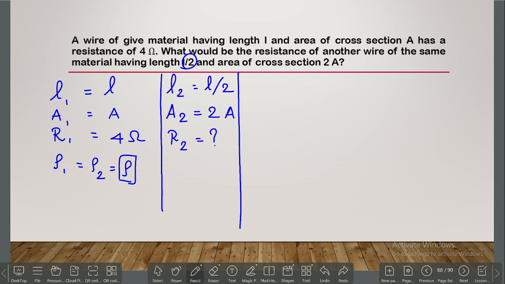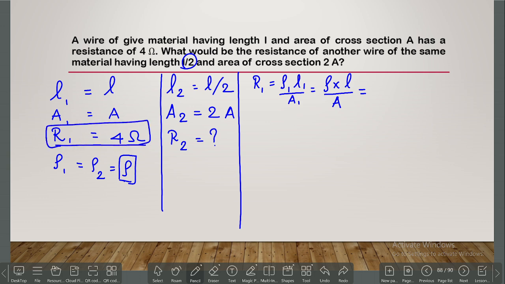Now first let us write the relation for the first wire. So what is the formula? R1 is equal to rho 1 L1 by A1. What is the value of rho 1? Rho, L1 is L and A1 is going to be A. If the given condition is like this, what is the resistance of the wire they said? It's going to be 4 ohm.